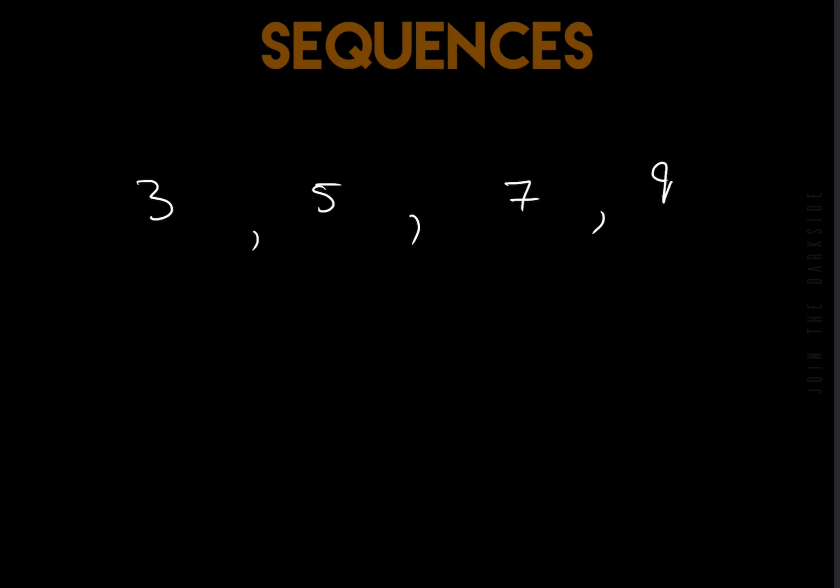So let's take the sequence here. The sequence is 3, 5, 7, 9. Our first term is 3. Our second term is 5, and so on. So a sequence is just like this. A sequence is a list of things, usually numbers, that are in order. In this order, it goes up by 2.